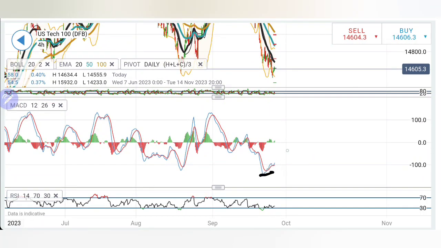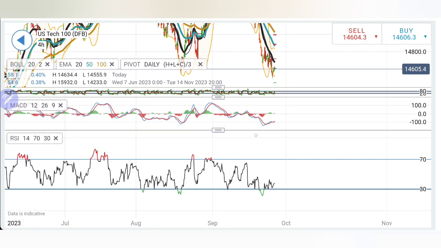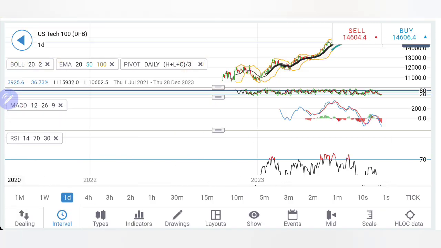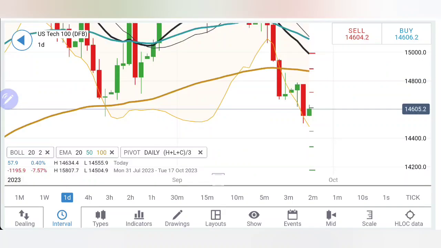Remember, this retracement is coming from lower levels. It does not mean that it cannot continue further on the downside. However, right now it is looking upwards. RSI is coming out of the oversold levels. Now look at the daily chart.